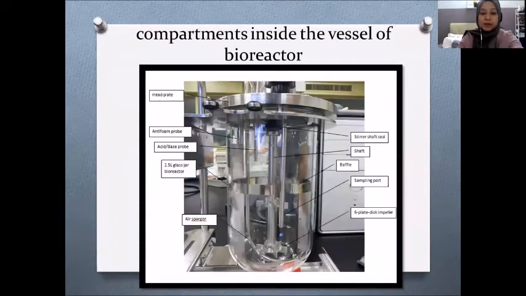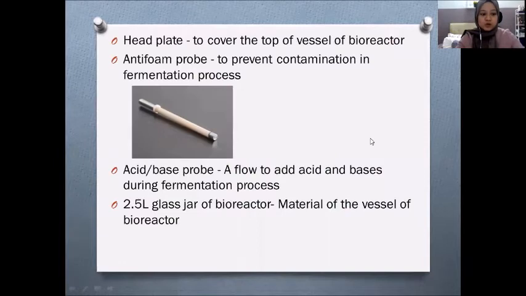So these are the compartments inside the vessel of bioreactor. So we have the head plate, the antifoam probe, acid base probe. This is a 2.5 liter glass jar bioreactor: air sparger, 6 blade impeller, sampling port, baffle, shaft, and stirrer shaft seal. So what is the head plate? The head plate is to cover the top of vessel of bioreactor.